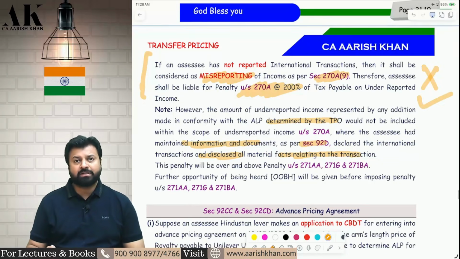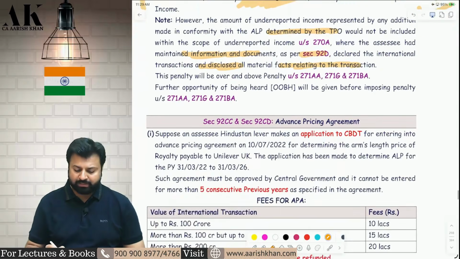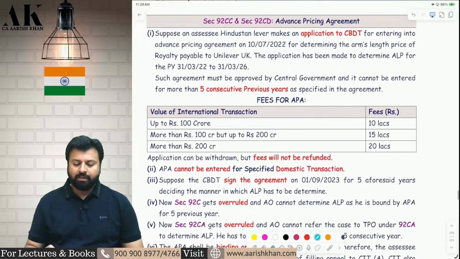Otherwise, there can be 200% of the tax payable as misreporting of income penalty on you. I hope it is clear to all of you. This is very dangerous. Now let's go ahead with the next part.